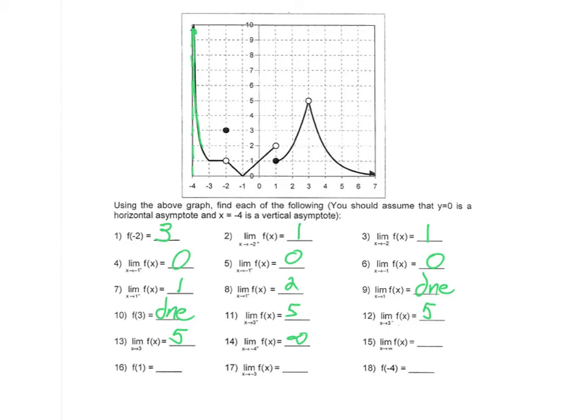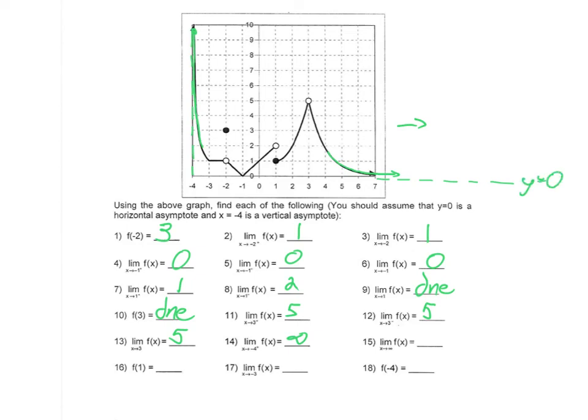Number 15 says, what is the limit as x approaches infinity? If we think about where x is approaching infinity, that's out in this direction. As the graph goes forever in that direction, what y values is it approaching? Well, if I come to the right and follow the graph here, it looks like it's flattening out towards a horizontal asymptote. You can imagine a horizontal asymptote here.